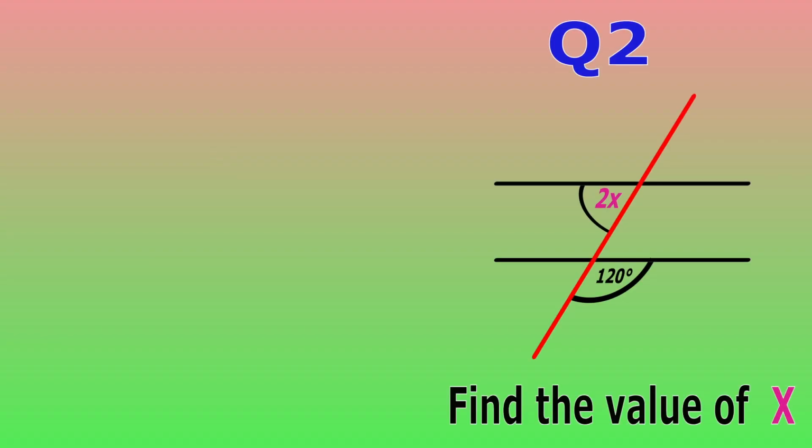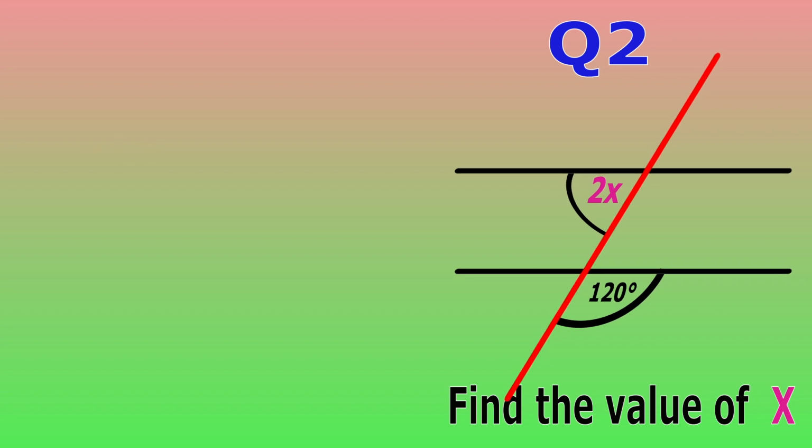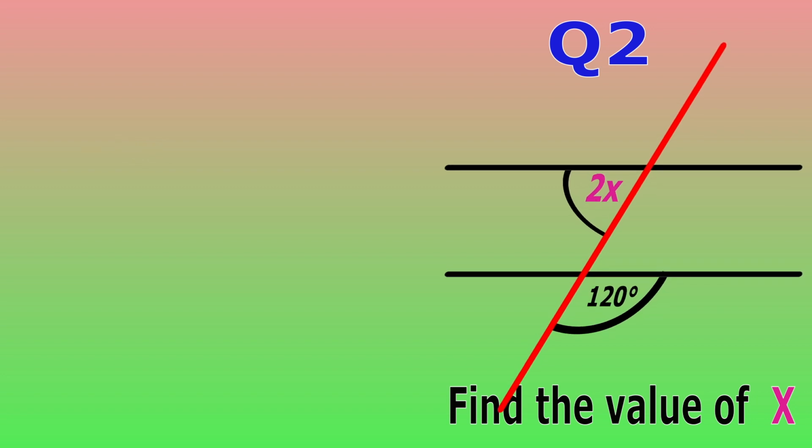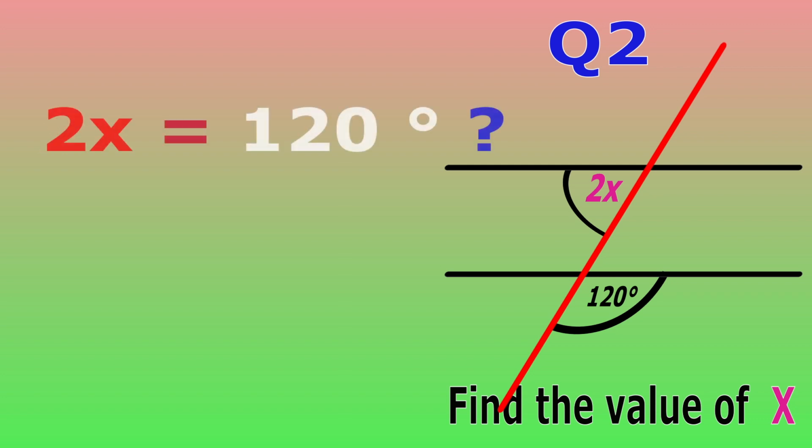Now to our second question. Find the value of x. Now since we want to find out the value of x, we need to work out the value of the angle 2x first, and then divide by 2, and that will give the value of x. Now my first thought with a question like this might be, is the angle 2x the same size as the 120 degree angle? I don't know, but how would I find out?